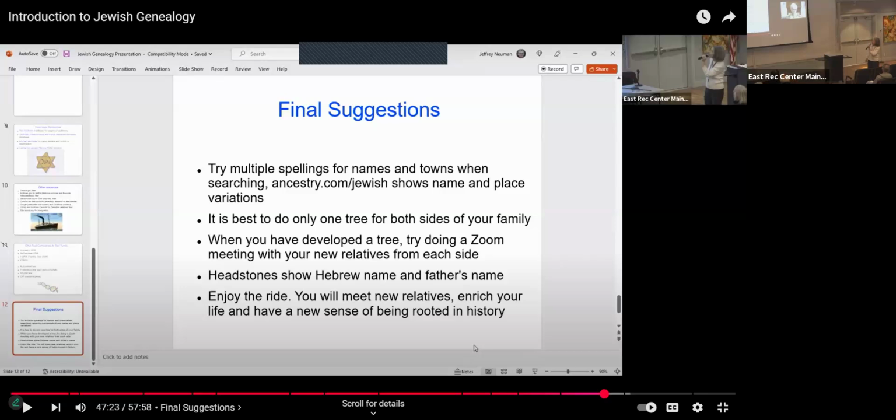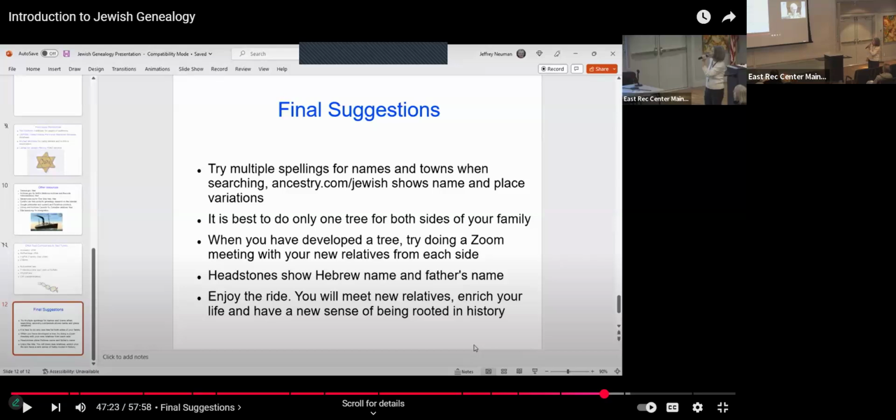Another thing I hadn't mentioned before is that if you have a picture, you might get a hint, which is a picture of the headstone, and that will show the Hebrew name of the person and their father's name, if you didn't already know it.